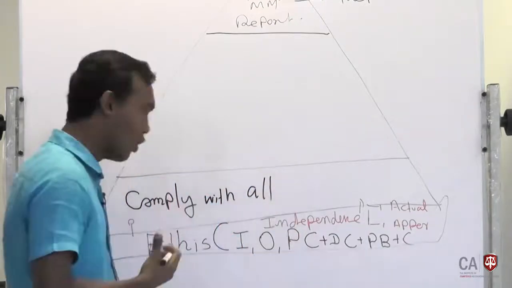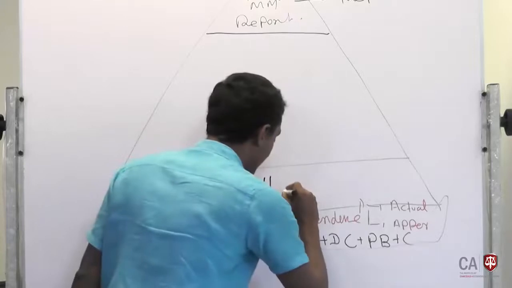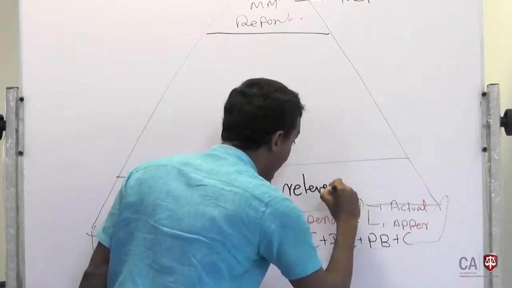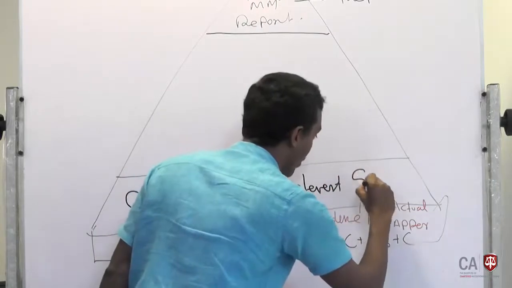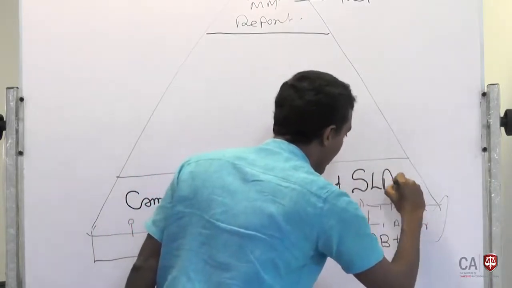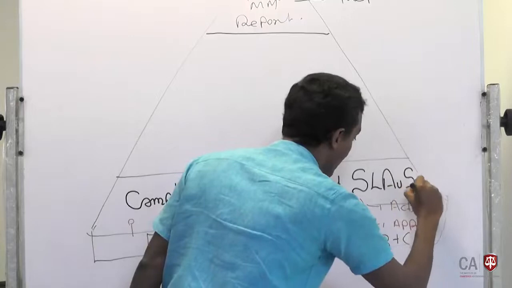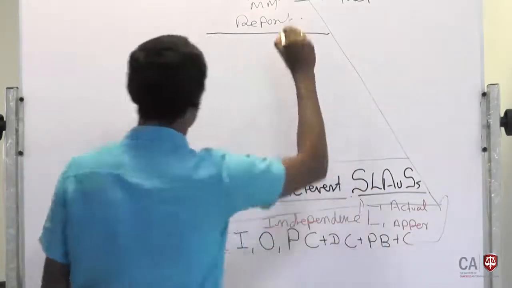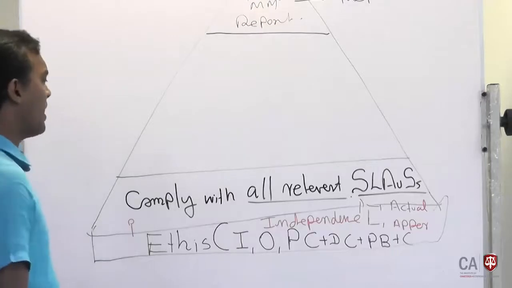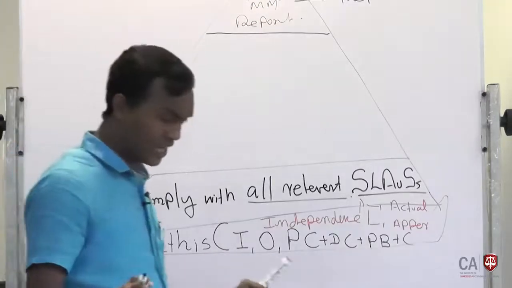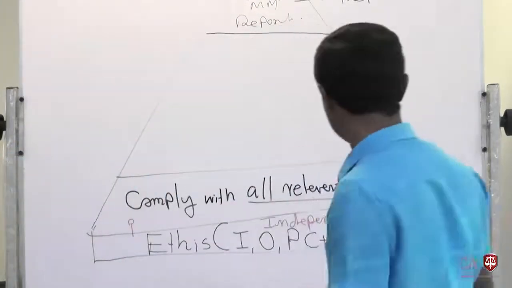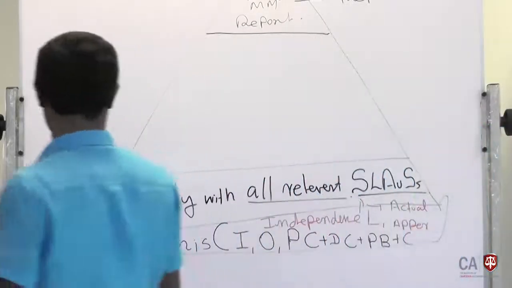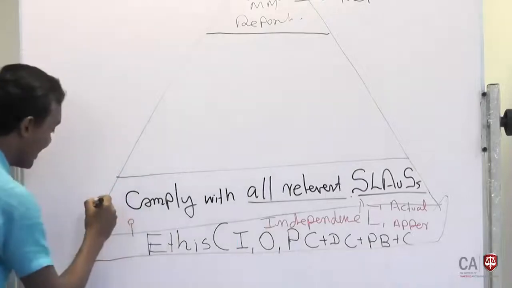So there are 30-odd standards, but sometimes some may not be relevant, therefore all relevant ones. Auditing standards. Without complying with all relevant auditing standards, you cannot give this opinion, right? When we say that there is a series of auditing standards, today you will have a fair knowledge about them, right? But I told you, somebody says you have to comply with somebody.